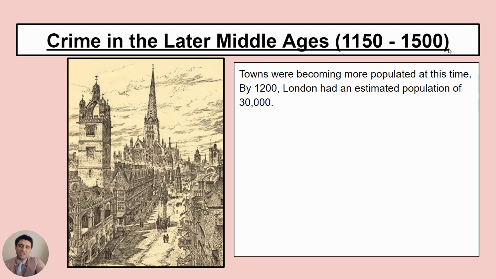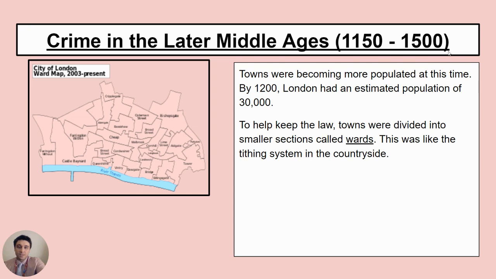So what was the issue with towns? Well, towns were becoming more populated at this time. By the year 1200, London had an estimated population of 30,000. So to help keep the law in towns, the towns were divided into smaller sections, and these were called wards. So this picture just shows how you could divide the city of London up today into wards. So it's a similar sort of thing.